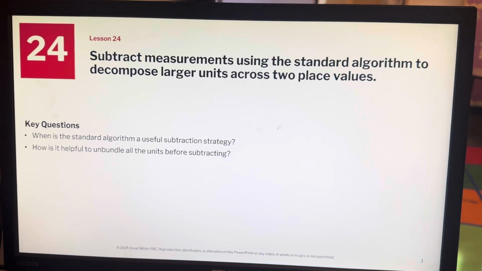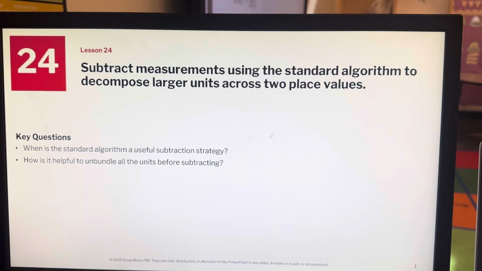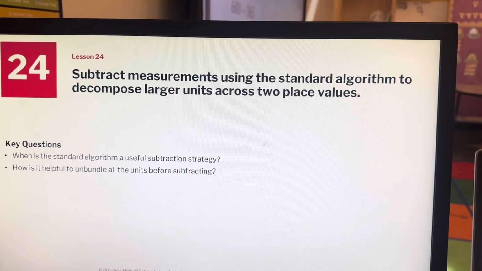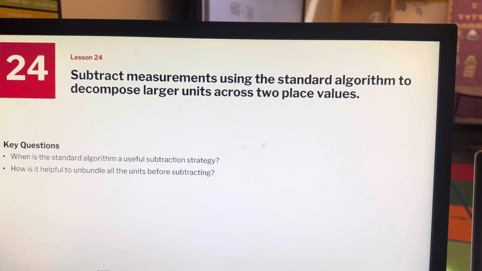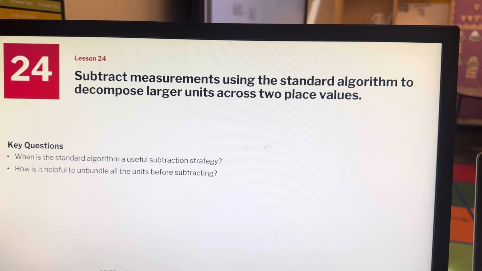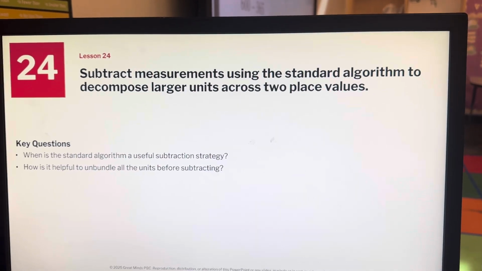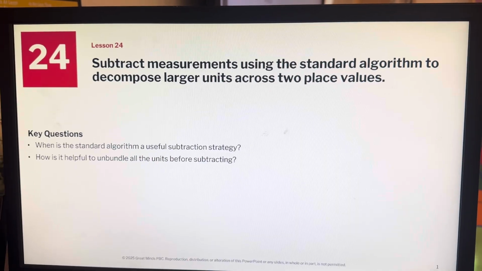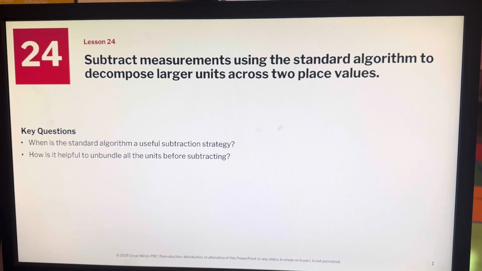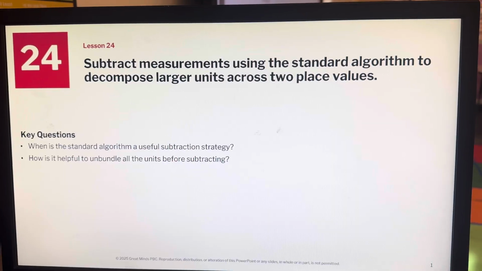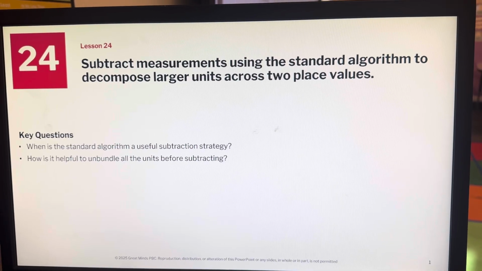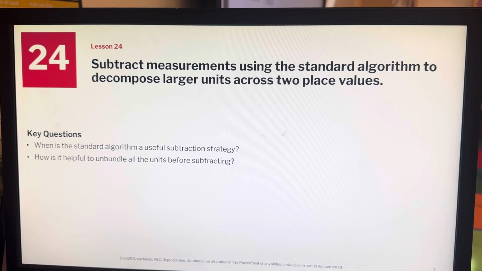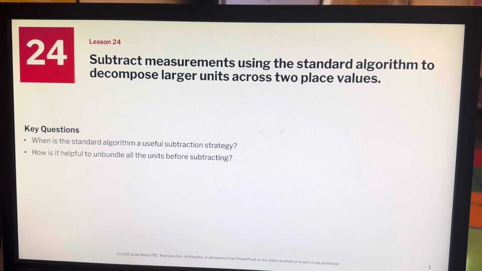All right, so tomorrow we are going to be going into lesson 24. We are subtracting measurements using the standard algorithm to decompose larger units across two place values. So this one's, we're shifting a little bit from lesson 22 and 23. So key questions we'll be able to answer are: when is the standard algorithm a useful subtraction strategy, and how is it helpful to unbundle all the units before subtracting?